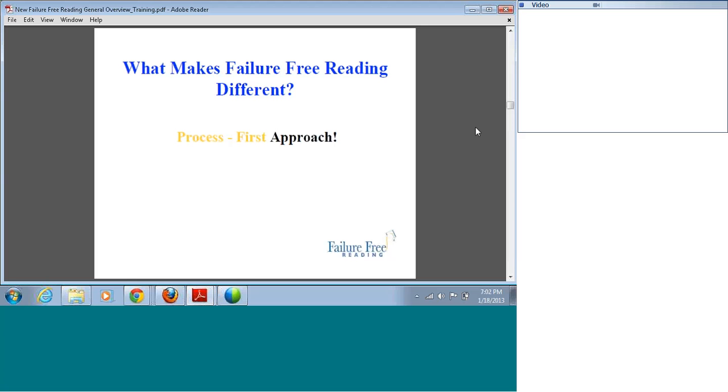Failure-free reading is a process-first approach. Our immediate goal is to get students involved in the reading process, getting them to read successfully, to read fluently, to understand what the important vocabulary is, what the important concepts are that are taking place in the story, so that they can get the overall reading experience and get a successful reading experience at that. And then from there, you as the teacher can go in and introduce those skills again, and those skills start to make a little bit more sense to the student.